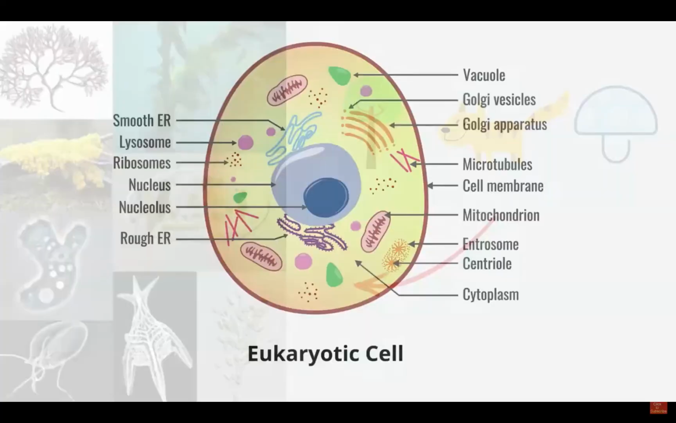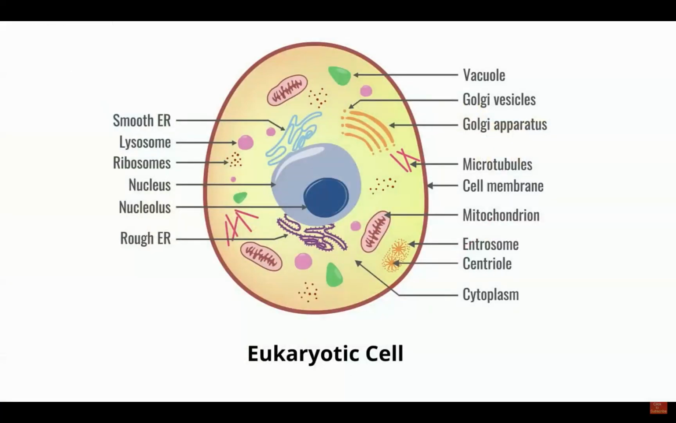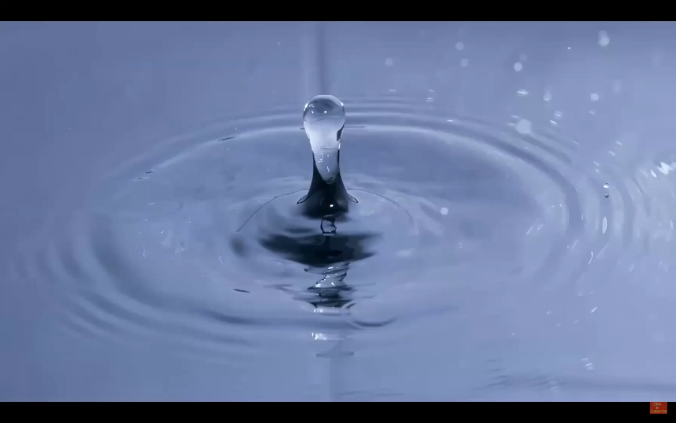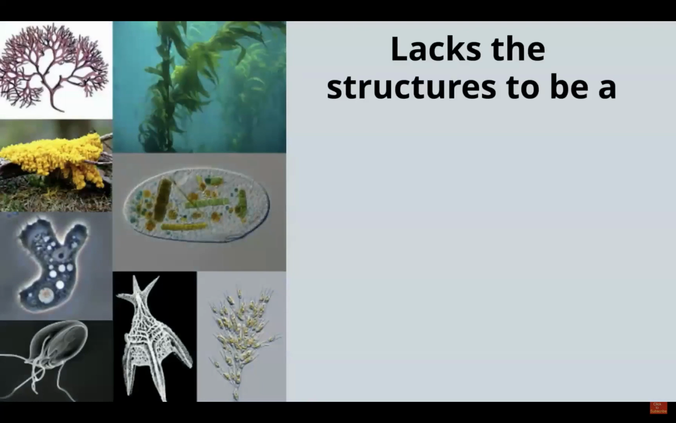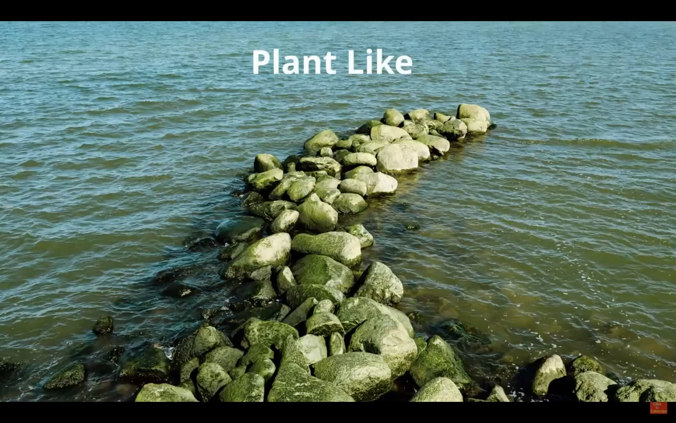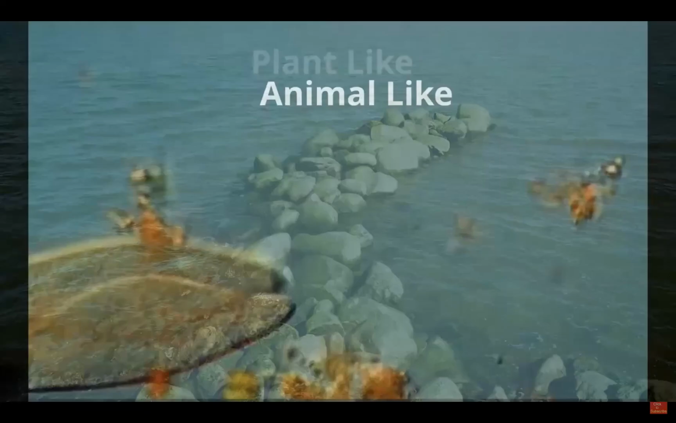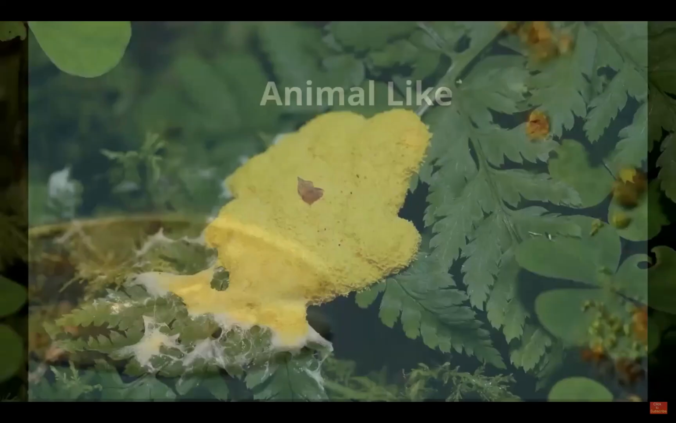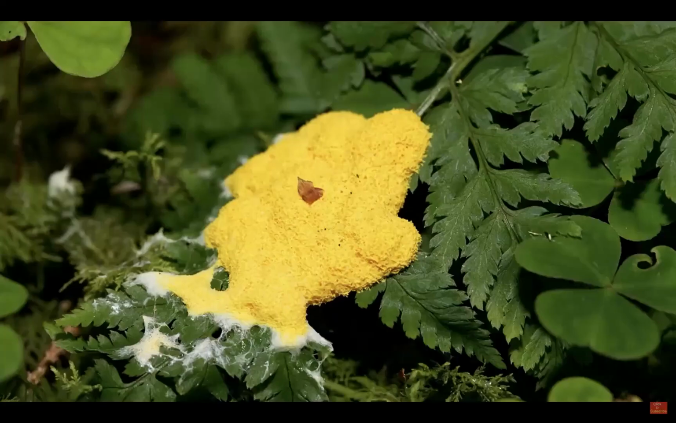They are eukaryotic, which means that genetic material is found inside a nucleus and they contain membrane-bound organelles. Most prefer an aquatic or moist location. Probably the easiest way to think of protists is a eukaryotic organism that lacks the structures to be classified as a plant, animal, or fungi. This kingdom is so diverse that scientists group protists as plant-like, such as algae, animal-like, such as paramecium, and fungi-like, like this slime mold.